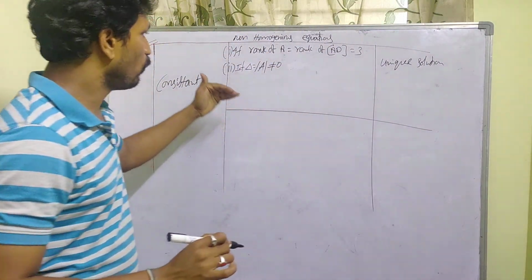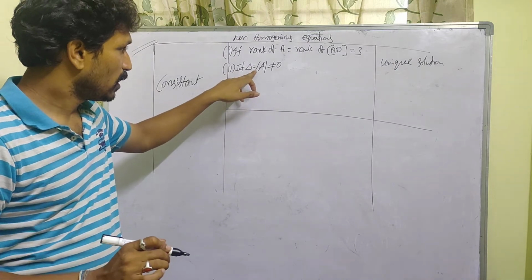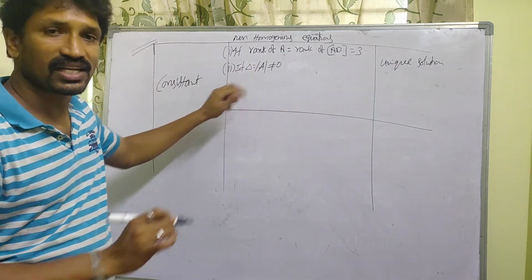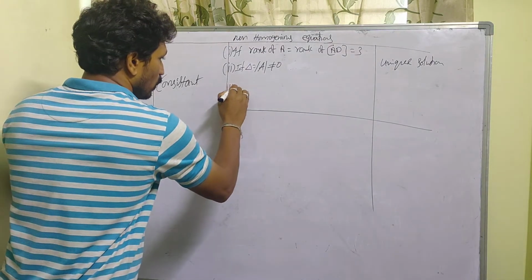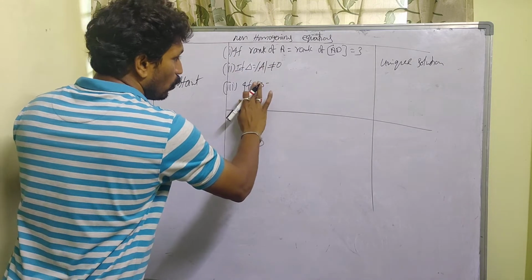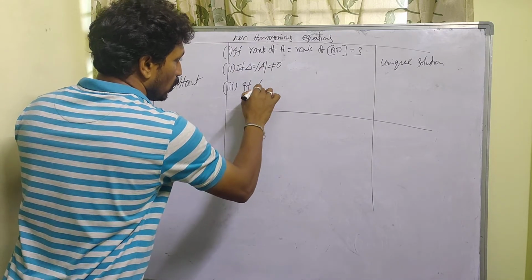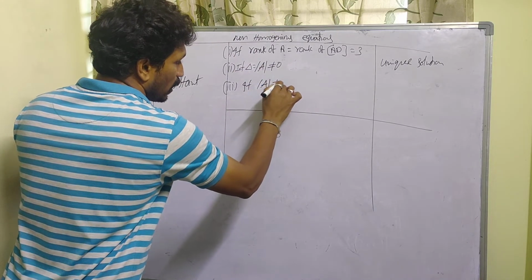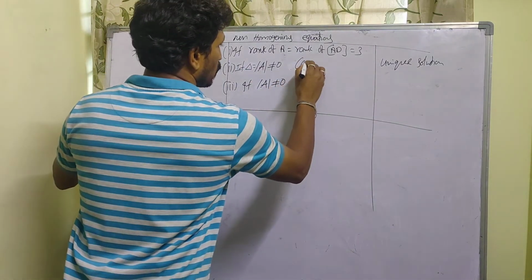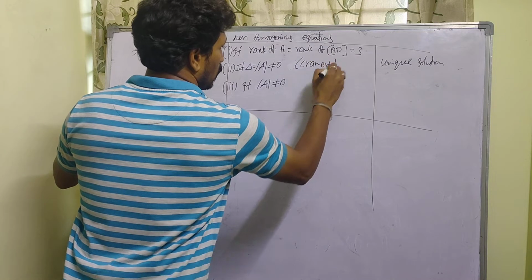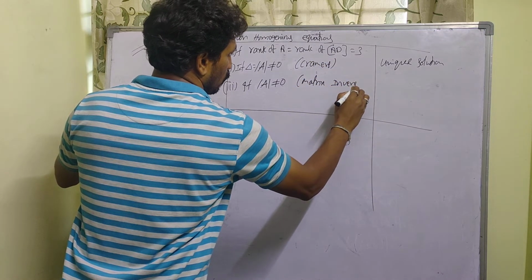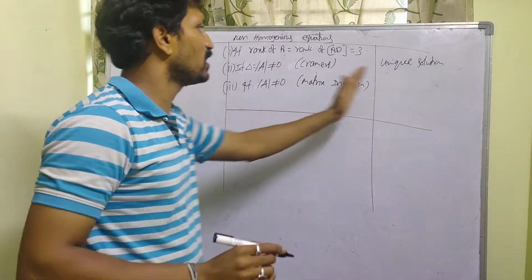The same holds whenever you go for either Cramer's method or the matrix inversion method. According to the matrix inversion method, we won't use delta, we say only determinant of A. If determinant of A is not equal to 0, this is Cramer's. This is matrix inversion. Obviously, it has a unique solution only.